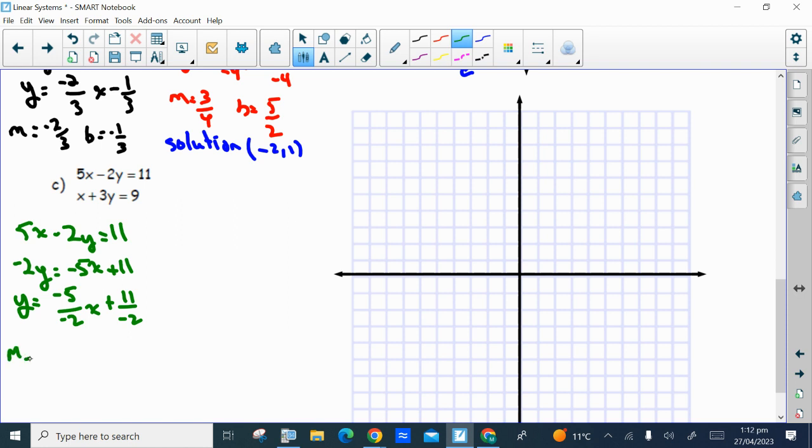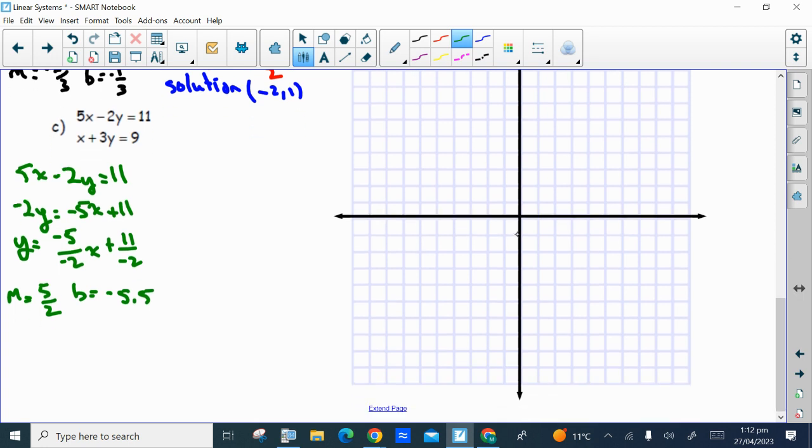So m, our slope, negative 5 divided by negative 2 is a positive 5 over 2. And b, our y-intercept, 11 over negative 2, is exactly negative 5.5. And I can use negative 5.5 because 11 over negative 2 gives you exactly negative 5.5. So we start there on our y-axis. 1, 2, 3, 4, 5.5 is approximately right there. And our slope is 5/2, so we can rise 5 and run 2.